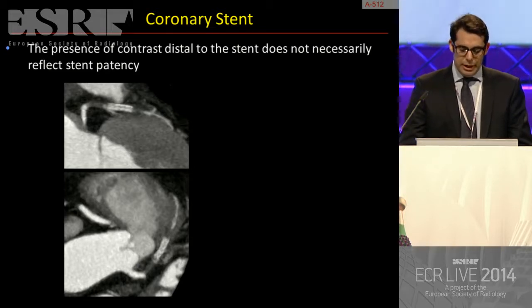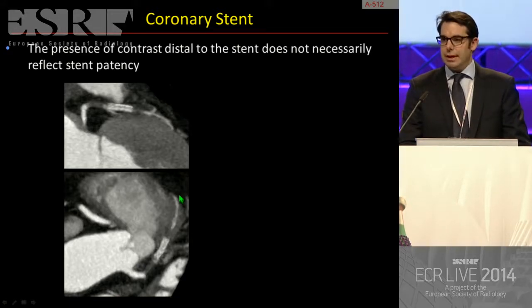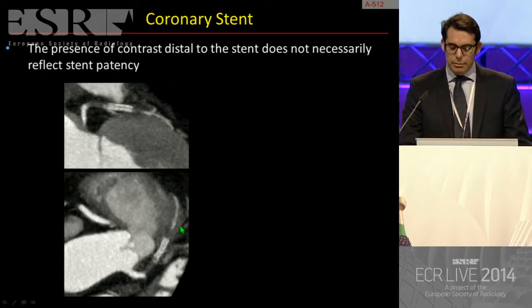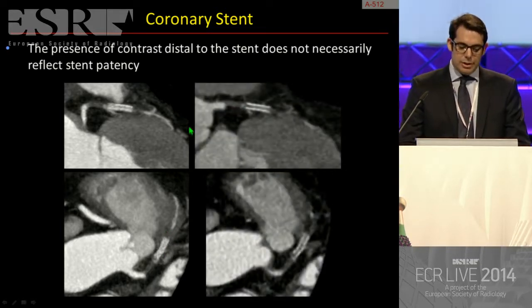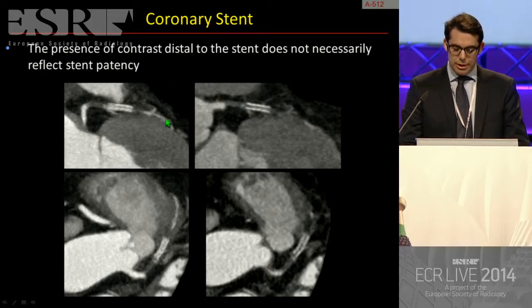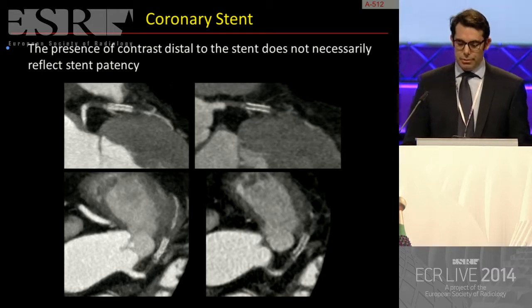Here I will show you nicely that you see in the MIP image that if they want to, for some reason, revascularize this patient surgically, the vessel distally will be patent. But the stent itself is completely occluded, and it's occluded even more proximal to the stent. So contrast distal to the stent does not necessarily mean that the stent is patent. Be careful with that. Always try to look inside the stent, or proximal or distal to that stent.